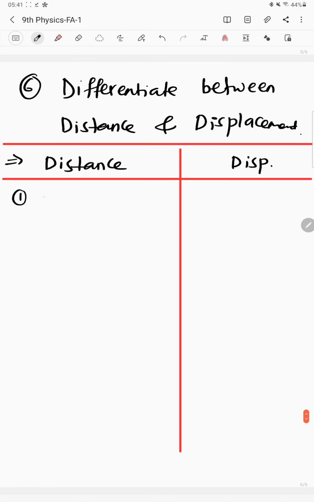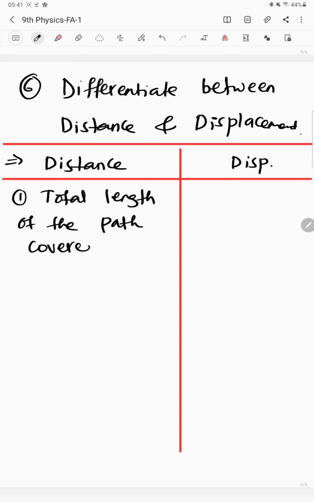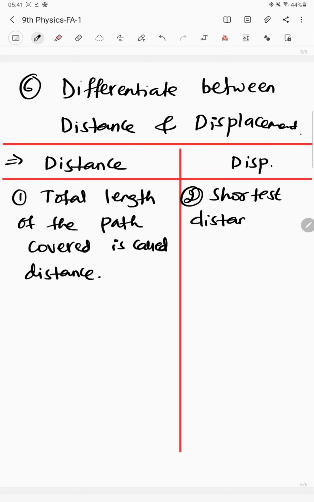Total length of the path covered is called distance. Now what is displacement? Displacement is the shortest distance between the initial point and the final point. Okay, this is the first difference.